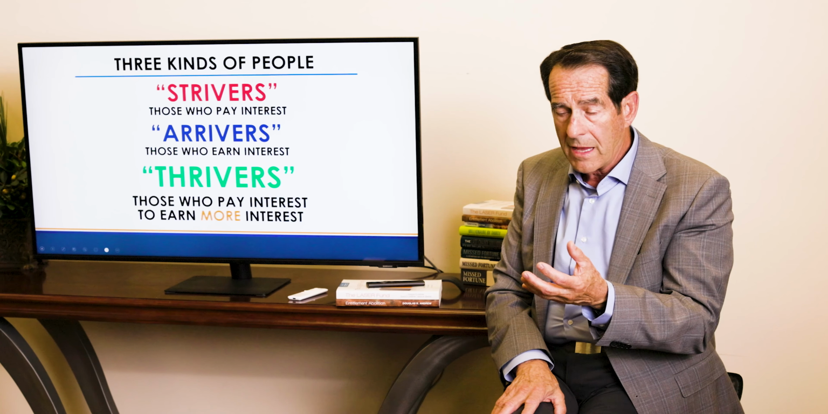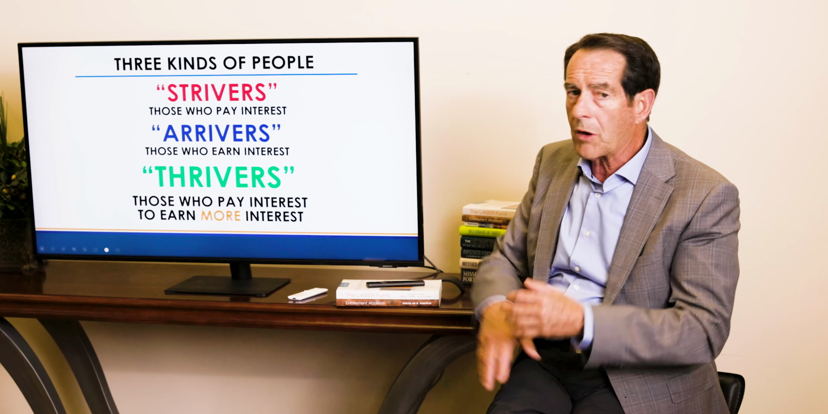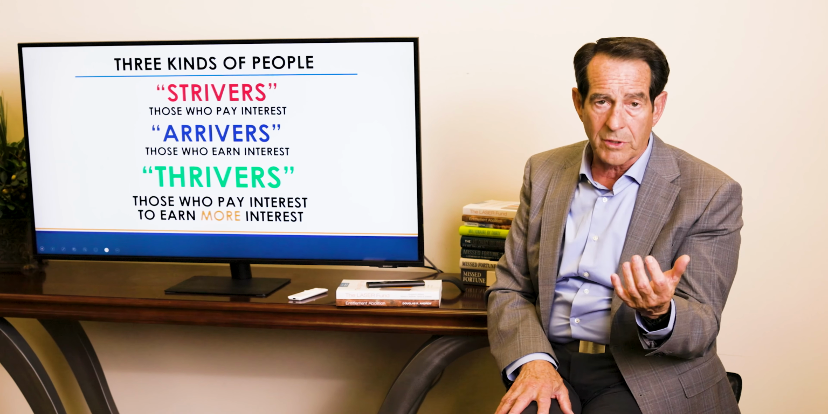This is banks and credit unions, insurance companies. You can become your own banker. So the strivers are those who pay interest. They borrow to consume. The arrivers are those who earn interest. But the mega wealthy thrivers learn when it's wise to pay interest to make more interest.